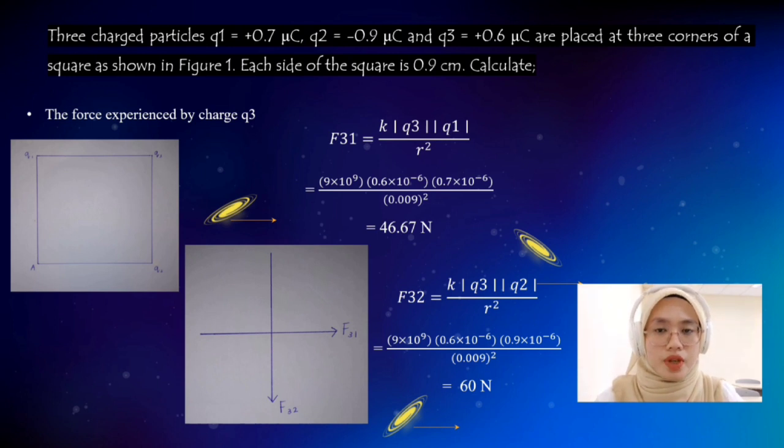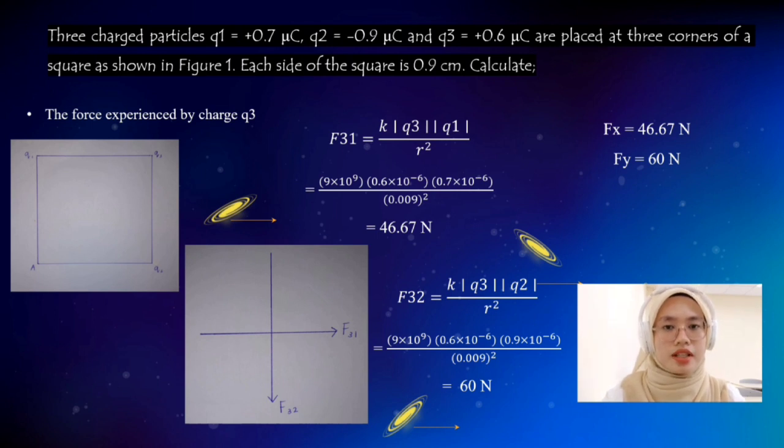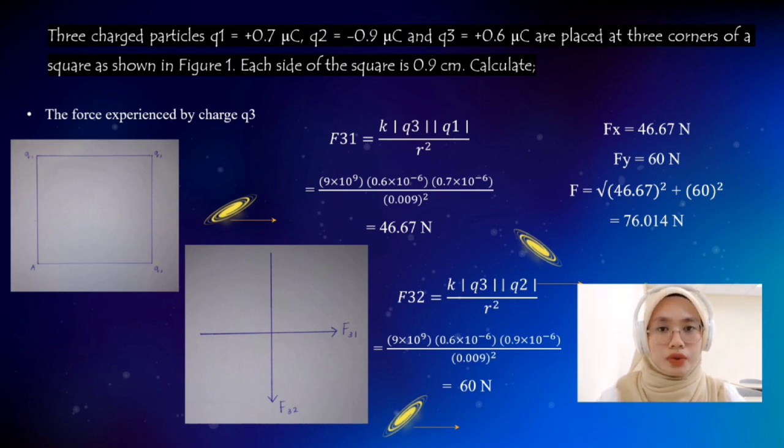Since F31 is on the x-axis and F32 is on the y-axis, the value that we get for F31, which is 46.67 Newton, is Fx, while 16 Newton for F32 is Fy. So the last step for this question is we must find the magnitude of the resultant by using the formula F equals square root of Fx to the power of 2 plus Fy to the power of 2, then we will get 76.014 Newton.